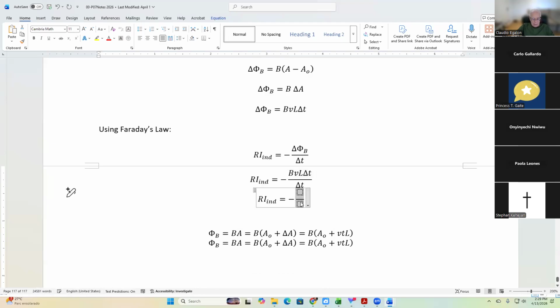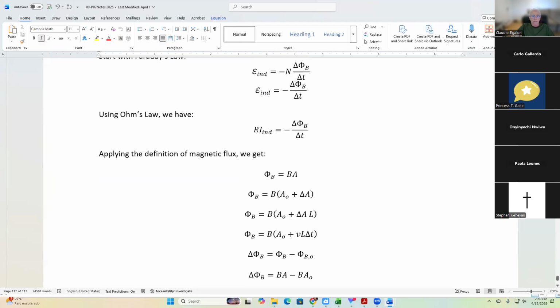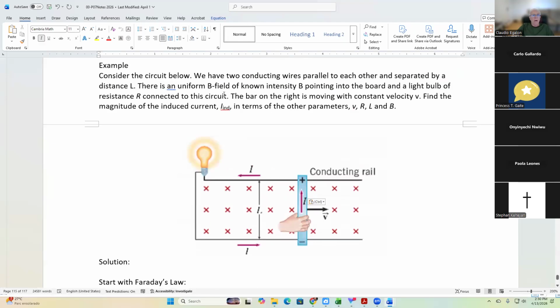And by the way, I'm asking the magnitude of the current, right? Let's take a look here. Find the magnitude of the induced current. And the magnitude of the induced current, we write like that.